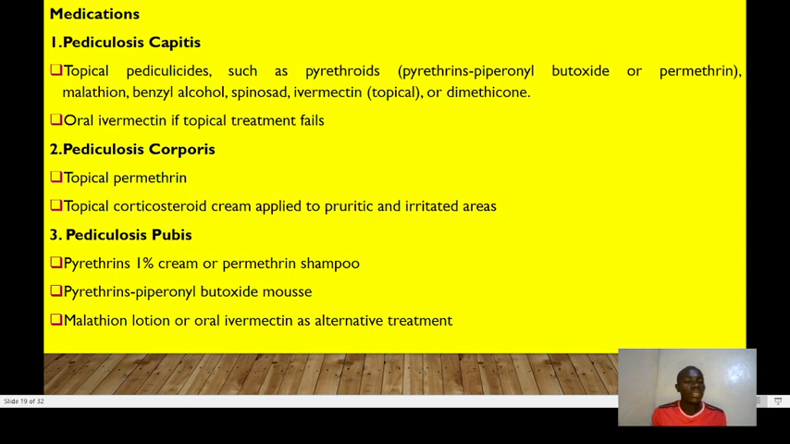In terms of drug treatment, starting with pediculosis capitis, we could have topical pediculicides such as the pyrethroids, and oral ivermectin if topical treatment fails. For body pediculosis corporis, you could use topical permethrin or topical corticosteroid cream applied to pruritic and irritated areas. For pediculosis pubis, we could use pyrethrin 1% or permethrin shampoo, pyrethrins and piperonyl butoxide lotion, or oral ivermectin as an alternative treatment.